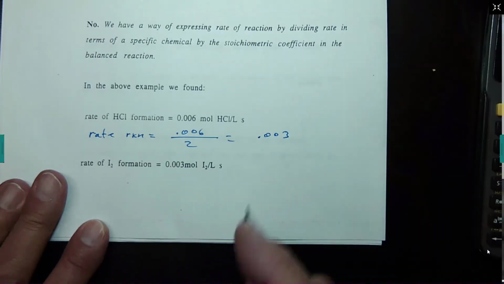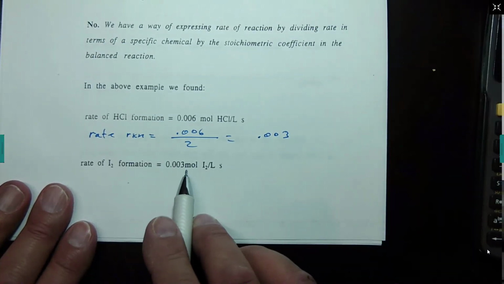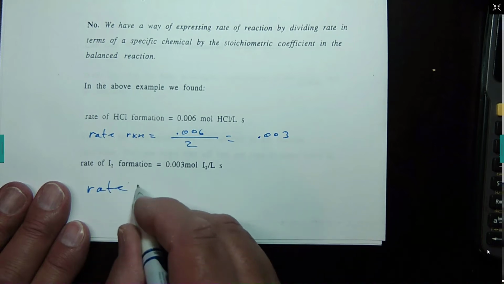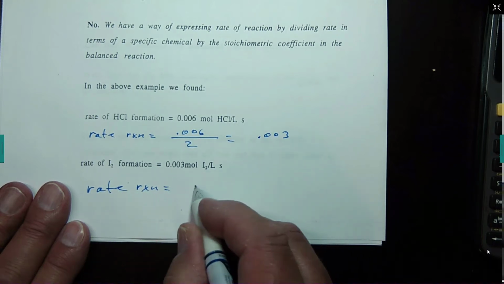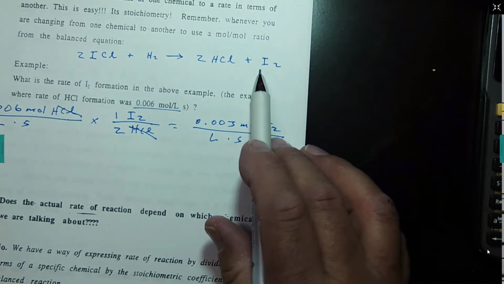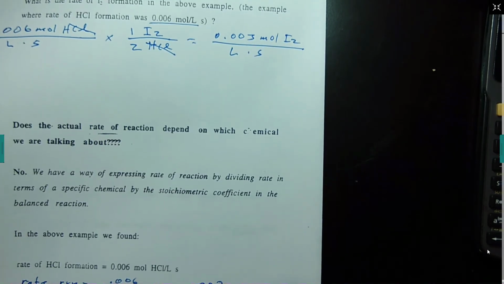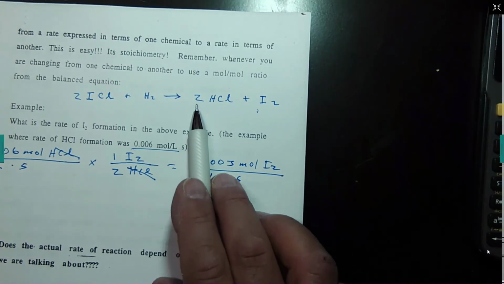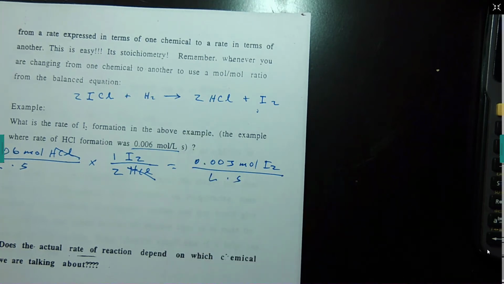Hey, the rate of I2 is being formed. I2 was being formed this fast, so the rate of the reaction is going to be 0.003 divided by, what's our coefficient? Oh, 1. So you get the same rate of reaction no matter what if you simply normalize it by dividing by the coefficient.